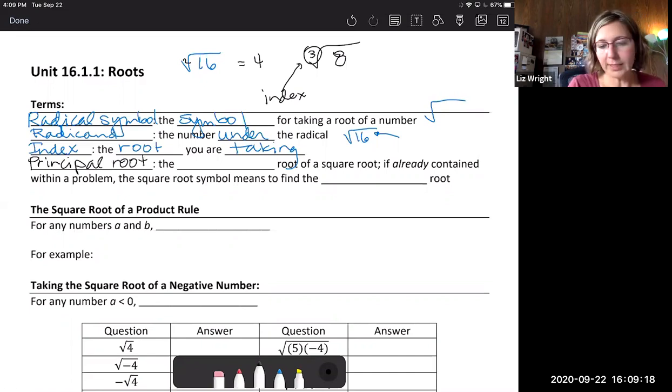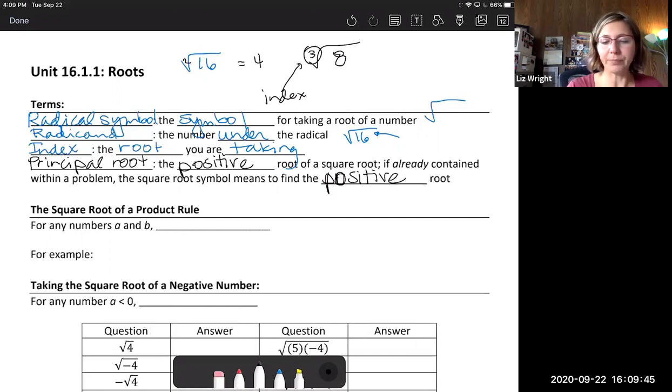Our next term is going to be our principal root. The principal root is going to be the positive root of a square root. So if the radical, the square root symbol, is already contained within a problem, it means that you should be finding the principal root. I guess I'm supposed to write positive here, not principal. It means that you should be finding the positive root.